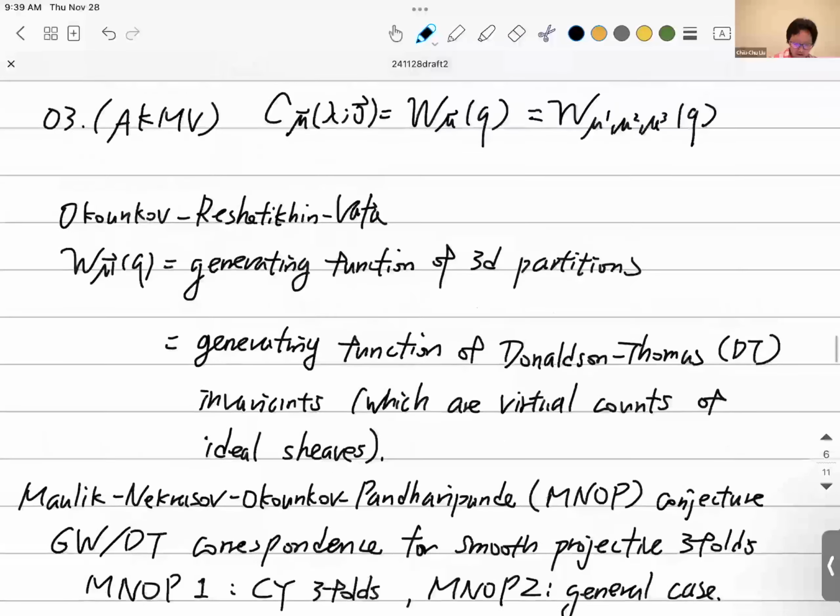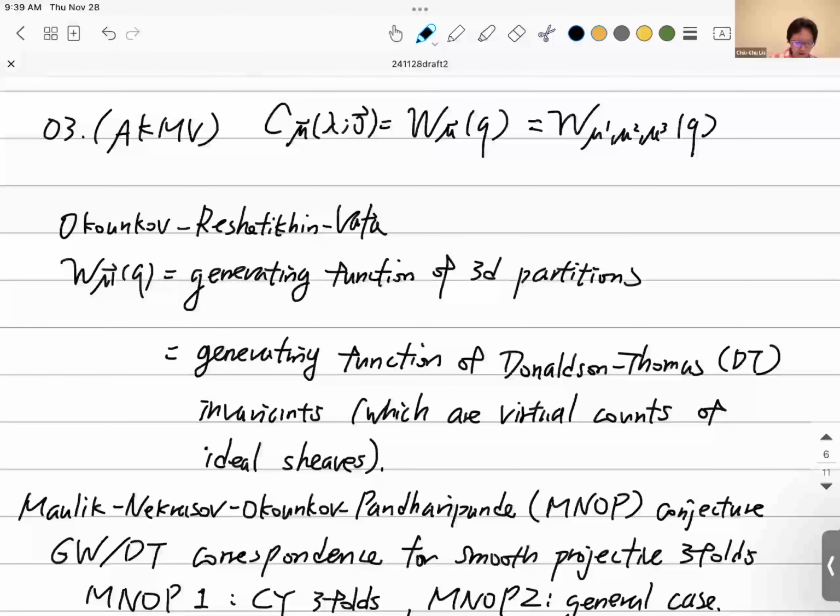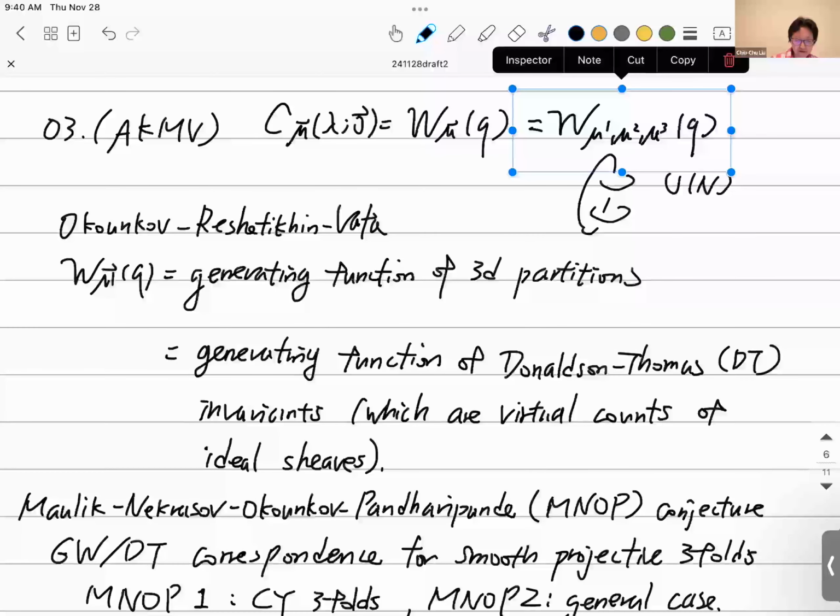So a conversion. Aganagic, Klemm, Marino, and Vafa got this expression by considering the colored HOMFLY polynomial associated to this link with three components. Each component is colored by a representation of the unitary group. And so they correspond to partitions.